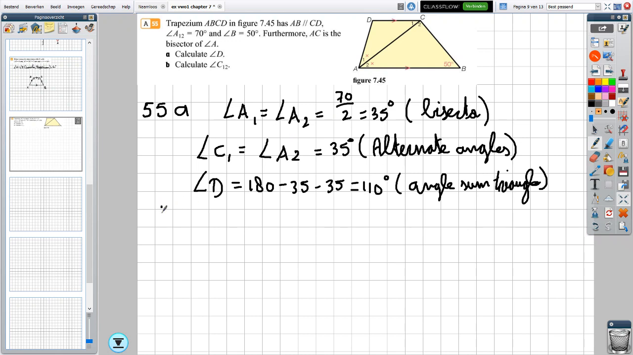So let's go to exercise B. Calculate angle C12. I think I can do this in two different steps. I give you some time to think about this, but remember, angle C12, I already know angle C1. Is there a way that I can calculate angle C2?